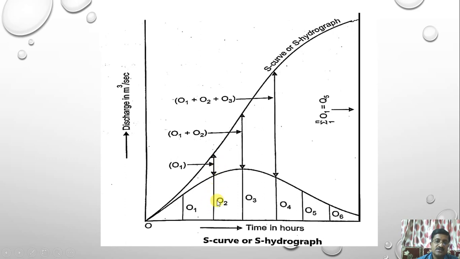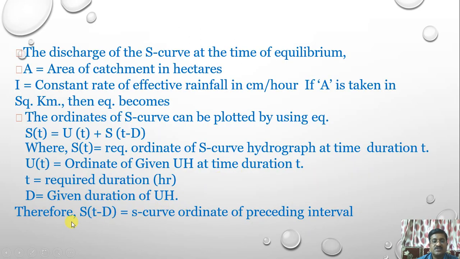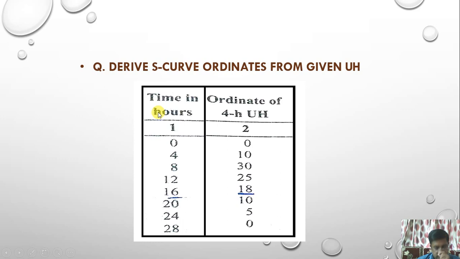We can see this is the existing, or present, interval, and the preceding is O1. Similarly O3 is there, and the earlier ordinate you can find is O1 plus O2. The same is expressed here as S into bracket T minus D. Now a simple example: derive the S curve ordinates from the given unit hydrograph.